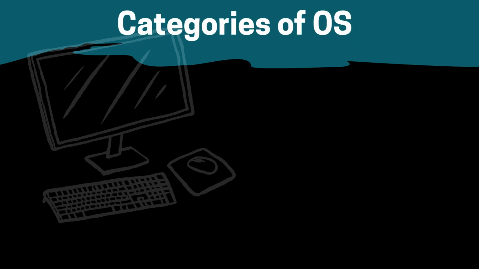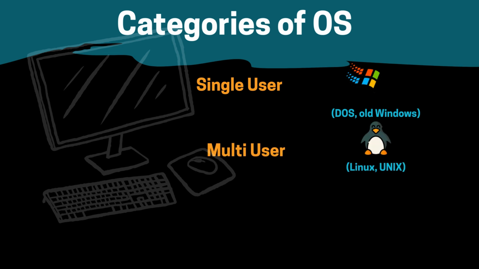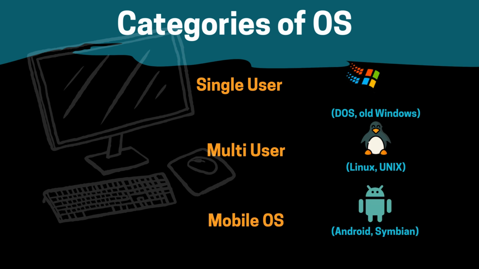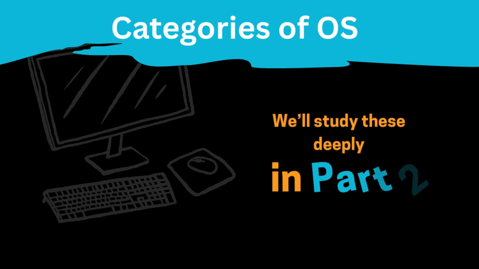Now, operating systems come in different flavors. Some are single user, like the old DOS or Windows 95. Some are multi user, like Linux and Unix, where many people can work at the same time. And some are mobile OS, like Android and Symbian. Don't worry, we will explore these in detail in the next part. This is just a teaser.